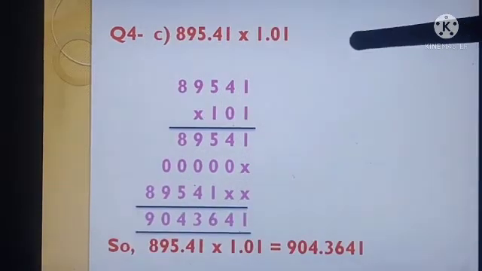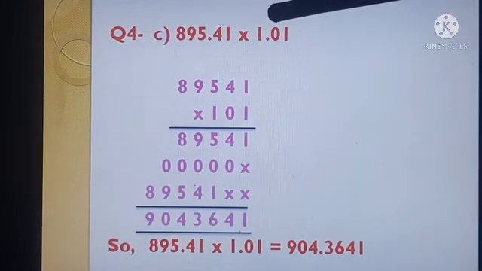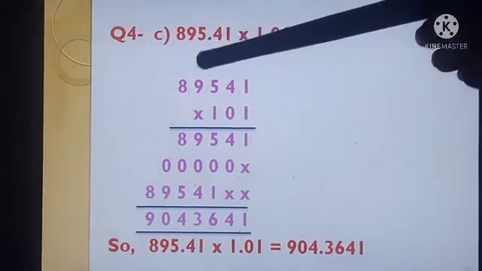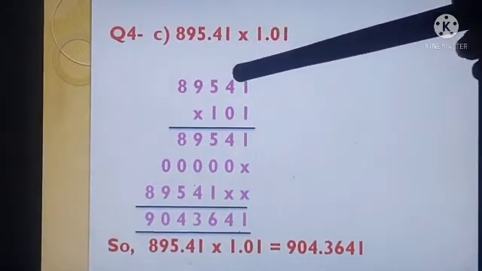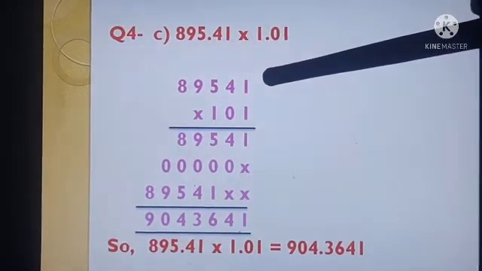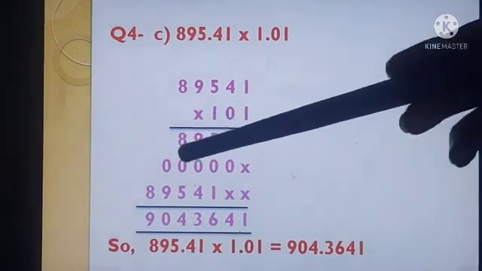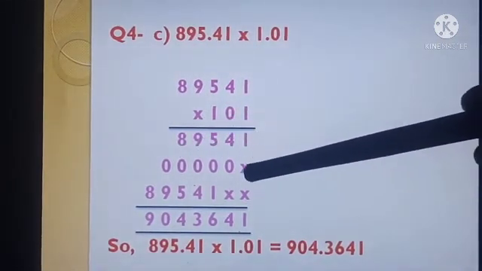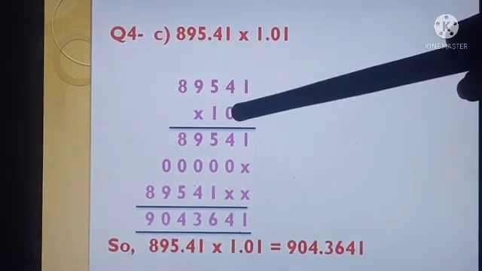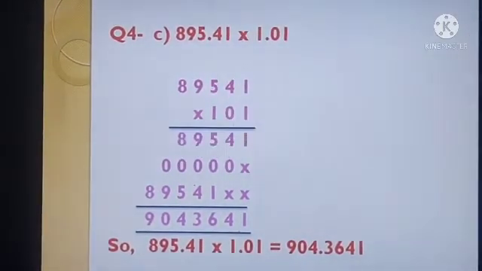Question 4, C part. 895.41 multiplied by 1.01. So we will do multiplication. We will write down the number without decimal, 89541, that is 89,541 multiplied by 101. First of all, we will multiply with 1. 89,541. Then the multiply sign with 0. When we are multiplying, 0 1s are 0, 0 4s are 0, 0 5s are 0, 0 9s are 0 and 0 8s are 0. So you will write 0.